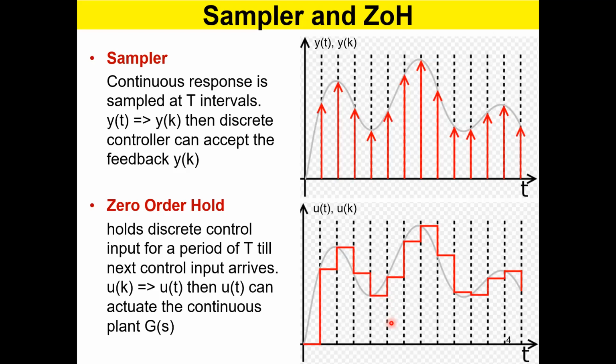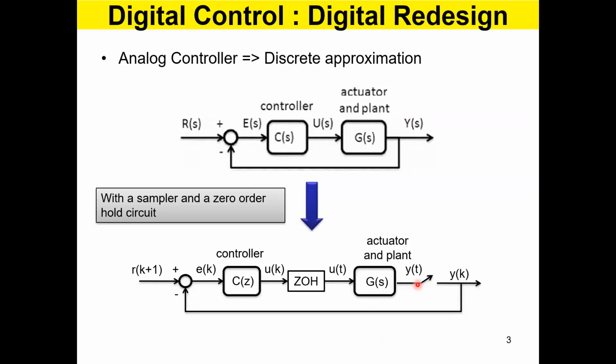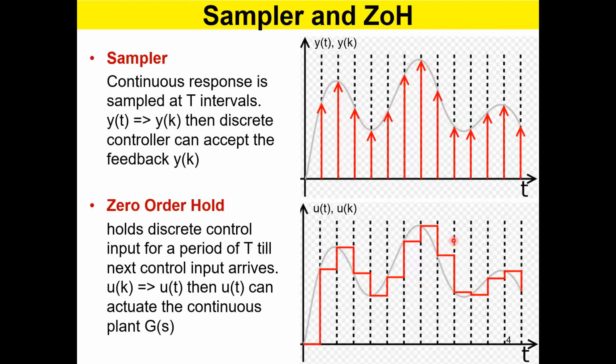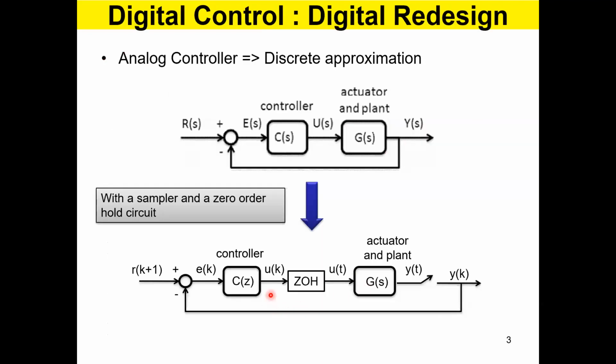Any questions about the sampler and zero-order hold, please? So you need one of these at the output over here, the response. You need one of these between the controller and the plant, the zero-order hold. Okay.